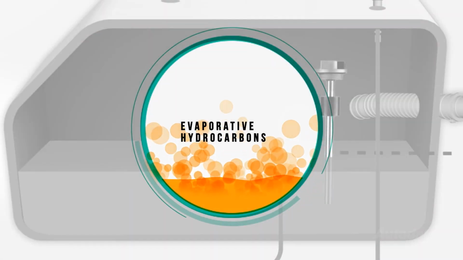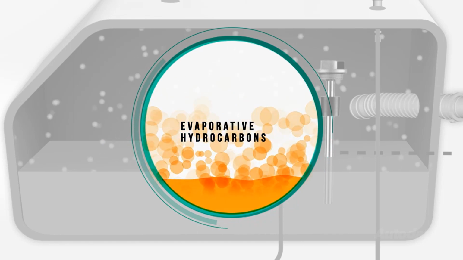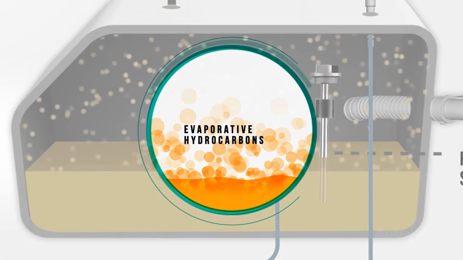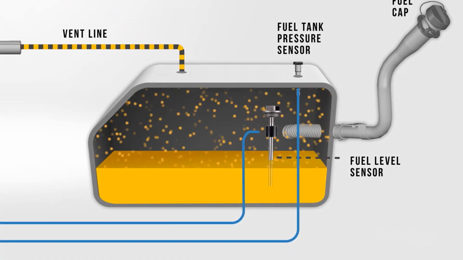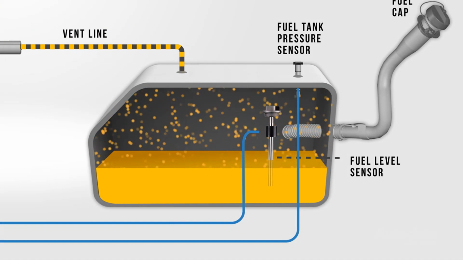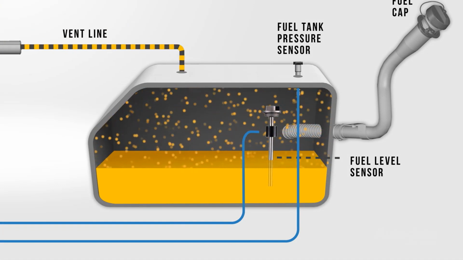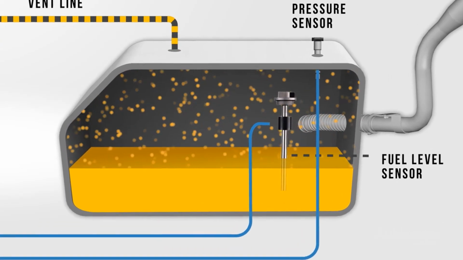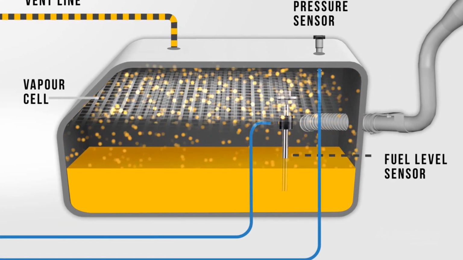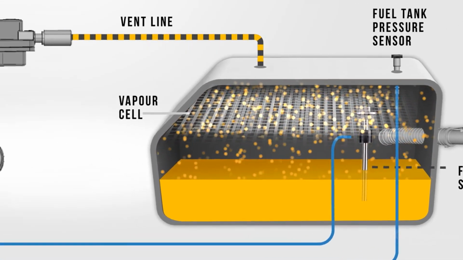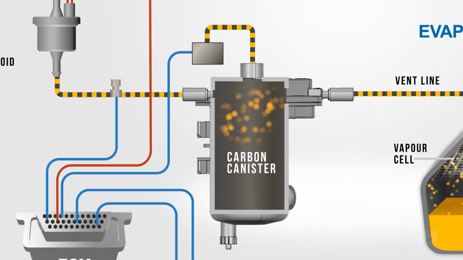Evaporative hydrocarbons are formed from the evaporation of gasoline petrol. They are formed wherever liquid fuel is stored or can gather. The fuel tank is the largest contributor to evaporative emissions, and as such has some fairly extensive controls to contain them. The fuel tank is designed with a vapour cell, used to separate and store hydrocarbon vapours for transport and storage within the carbon canister.